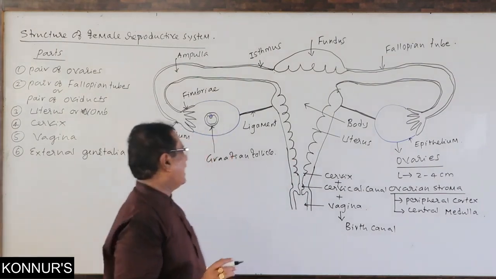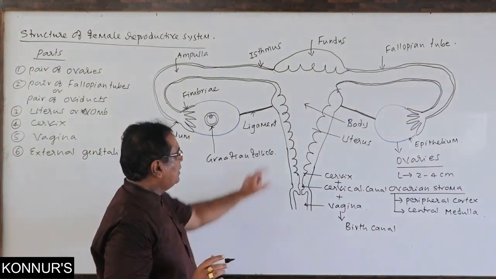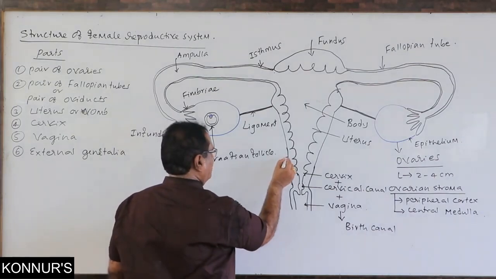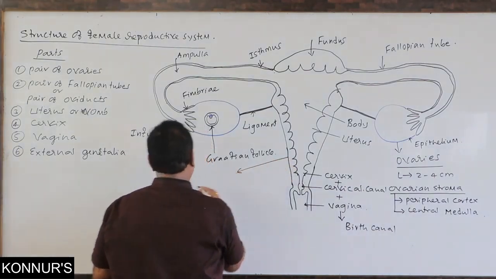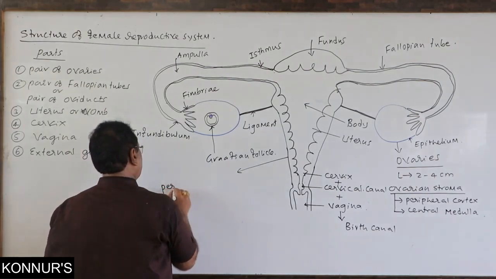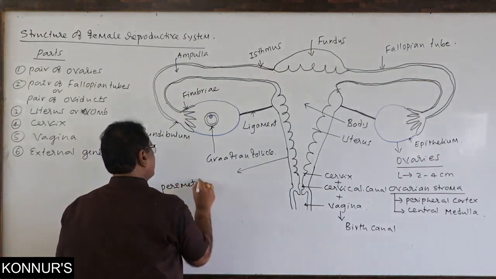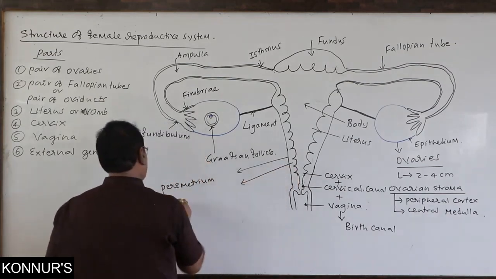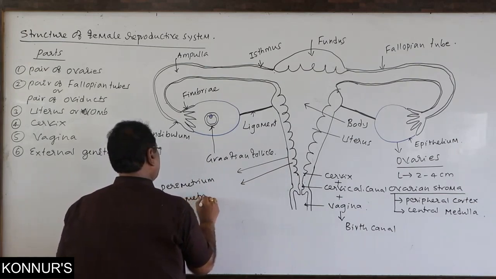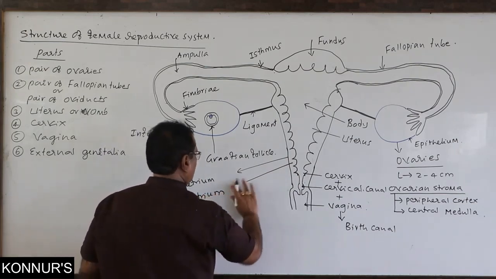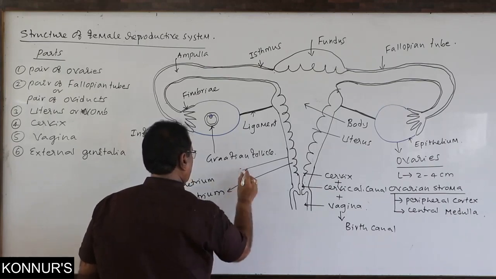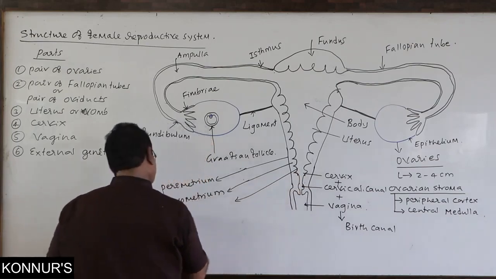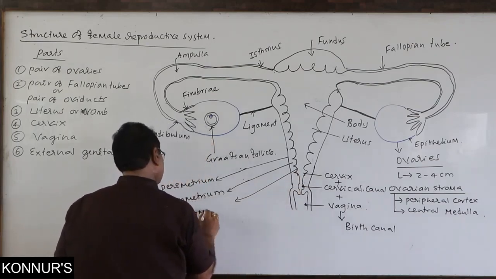Birth canal. And now the wall of the uterus has three distinct layers: outer, perimetrium, a middle, myometrium, and an inner lining, that is endometrium.